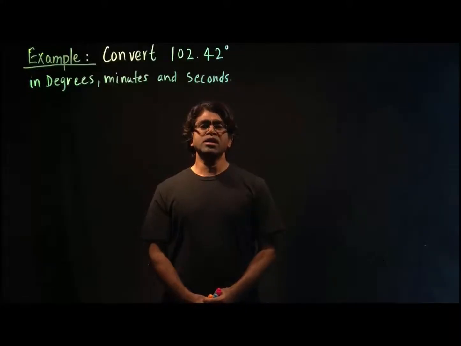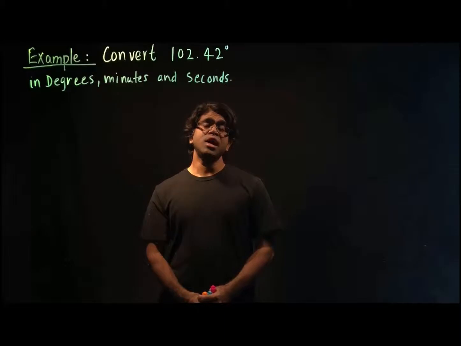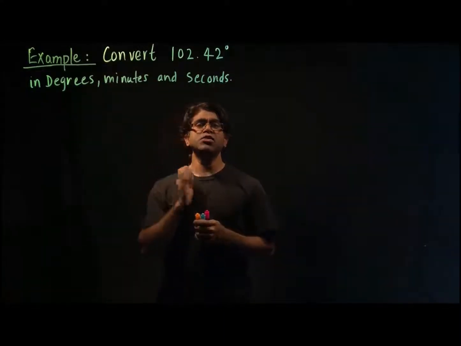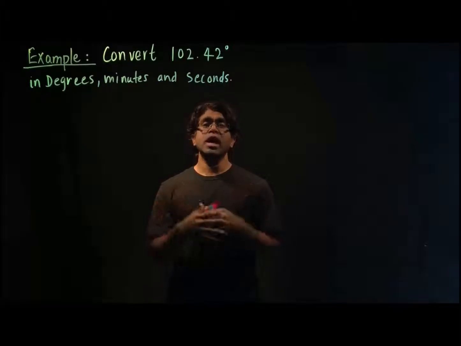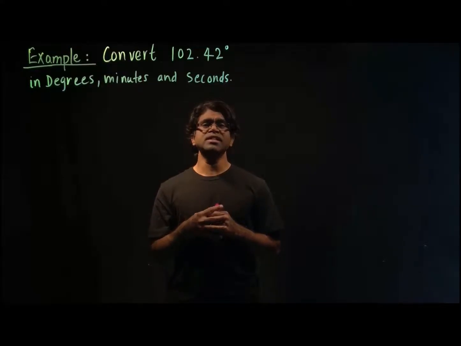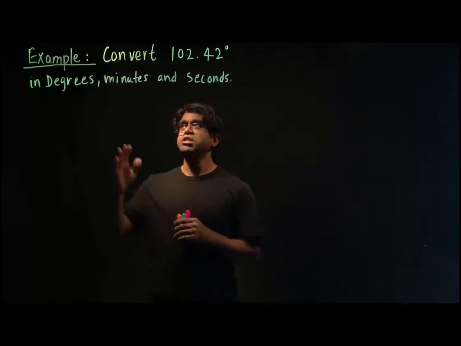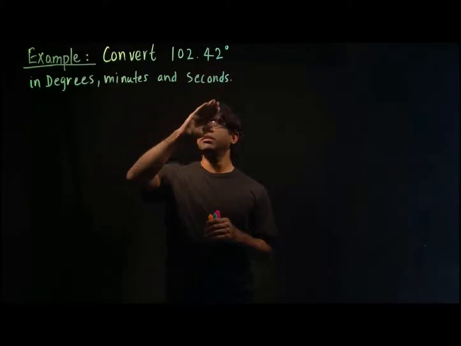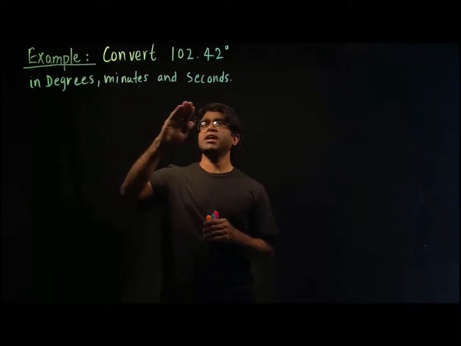Unit of angle is degree and radian. We already talked about degree and radian, and we also talked about some smaller units that we can use in place of or in addition to degrees, which are minutes and seconds. So let's consider an example. The example is convert 100.42 degrees in degrees, minutes, and seconds.